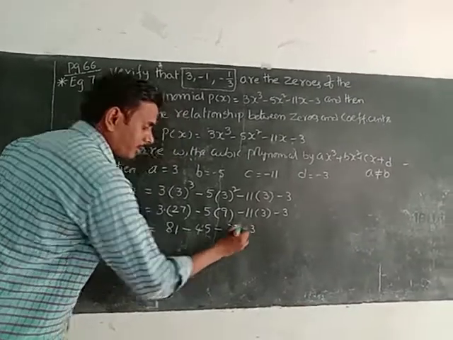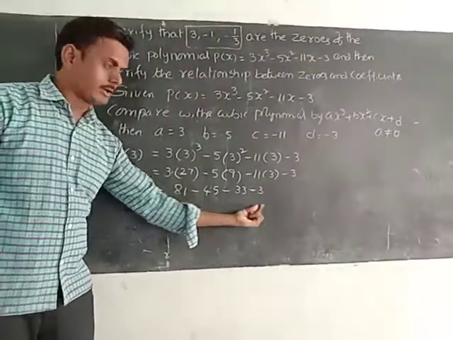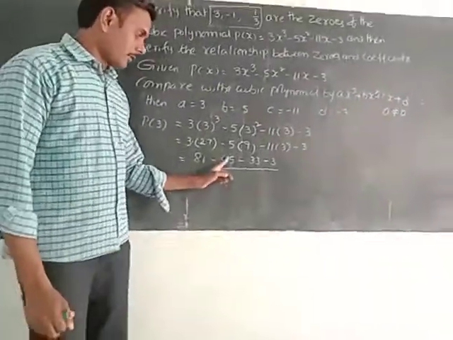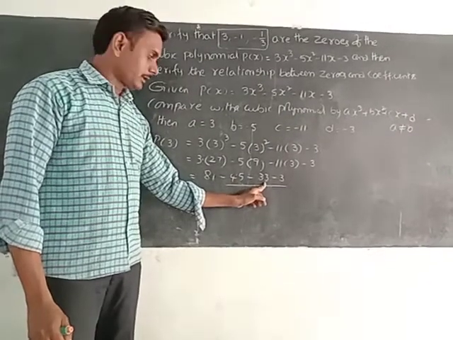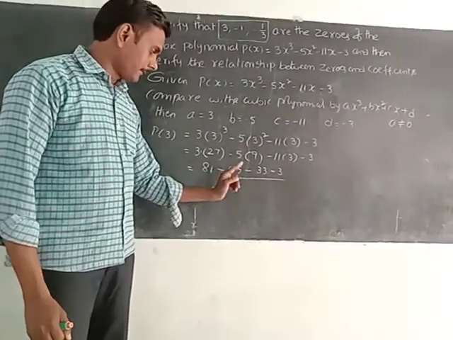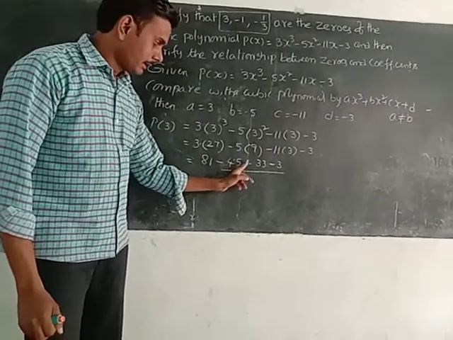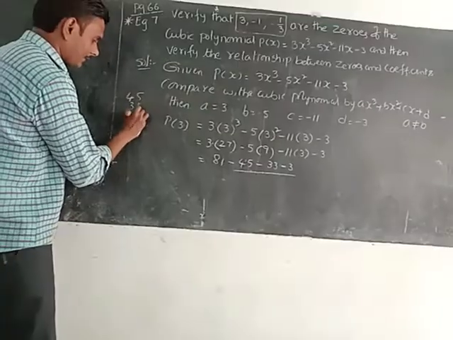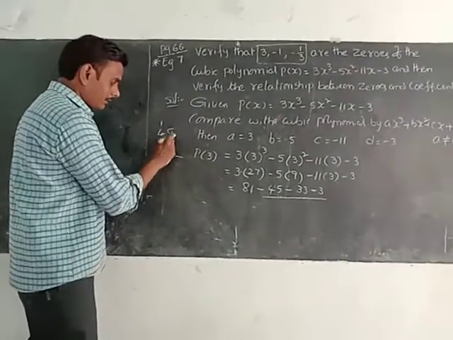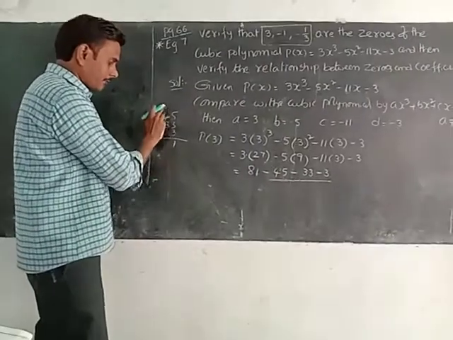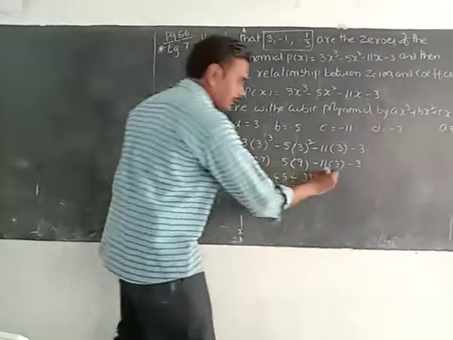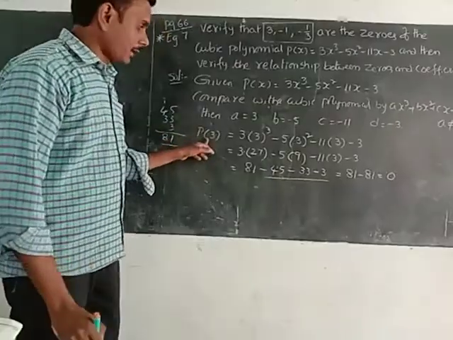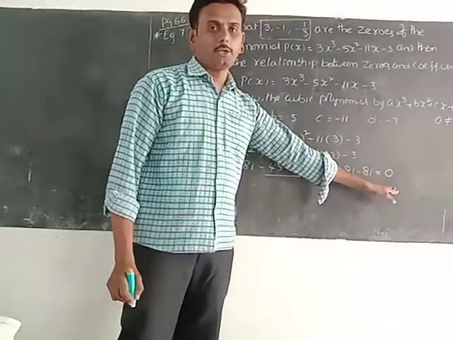Okay, if you observe here, this is the only plus number. Remaining all are minus numbers. By adding all these values, what do we get? 45 plus 33 is 78, 78 plus 3 is 81. So 81 minus 81 equals 0. Okay, by replacing x with 3, we got the value of the polynomial as 0.